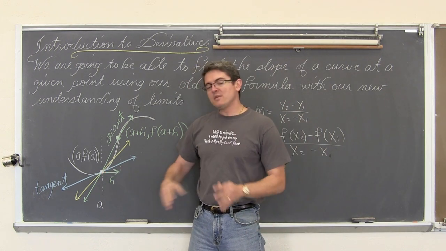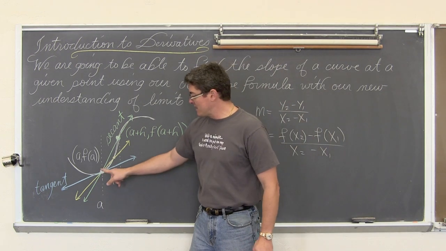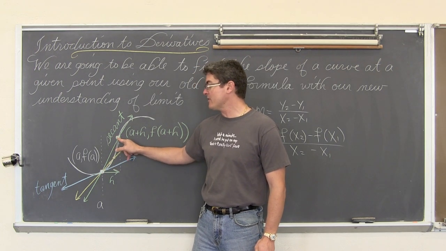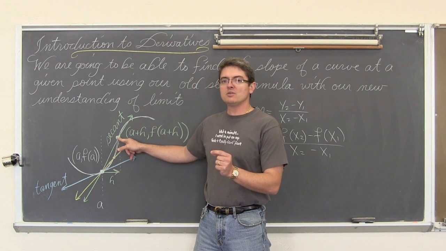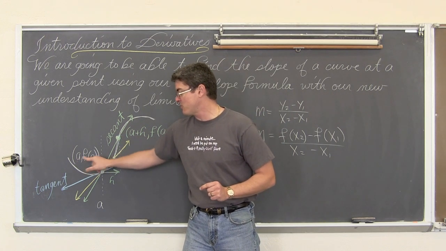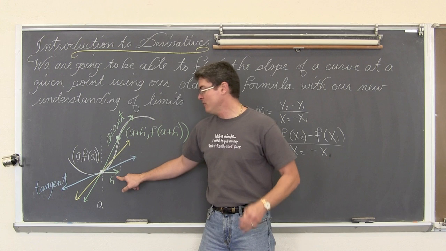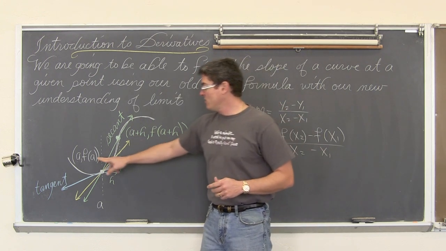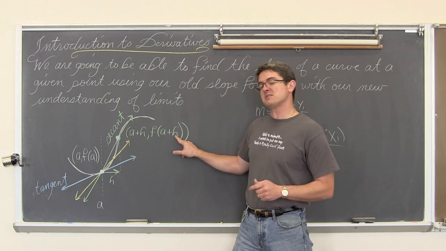And with the idea of limits, to get the best estimate of the slope at this point, I need my other point to be flexible, to be defined by a horizontal movement of h from this point. So if I'm at a and I move to the right h units, my new x-coordinate is a plus h, and my new y-coordinate is going to be f of a plus h.